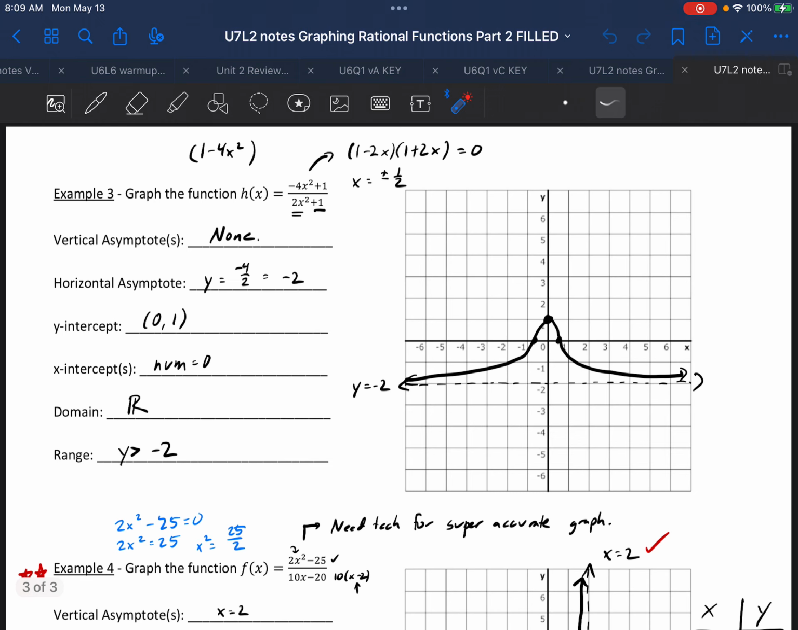graphing rational functions. Sorry guys, I'm just getting my music going. I know you guys love this music.